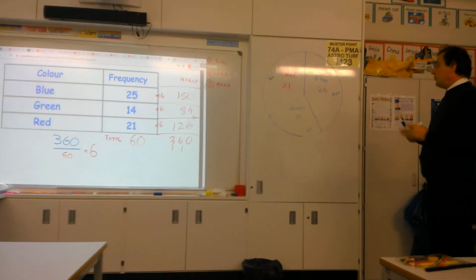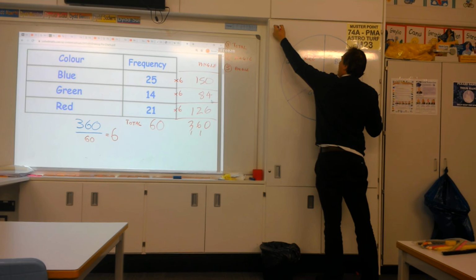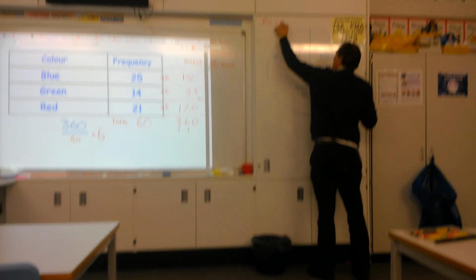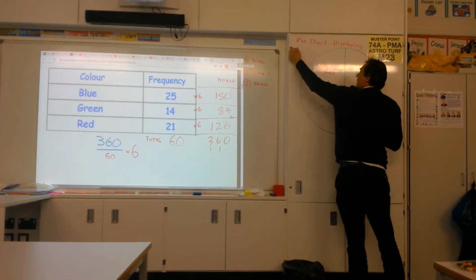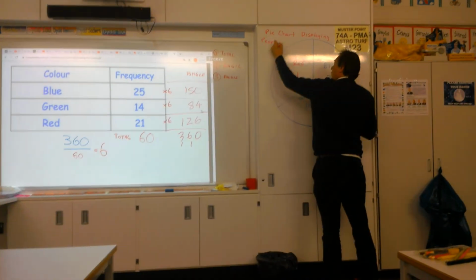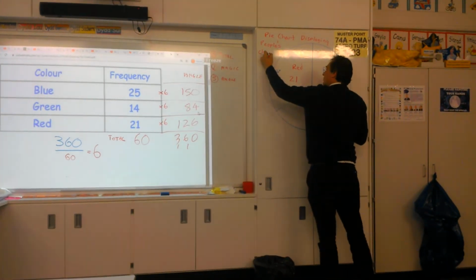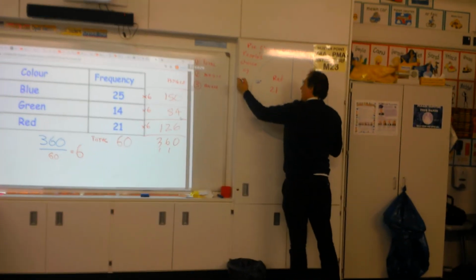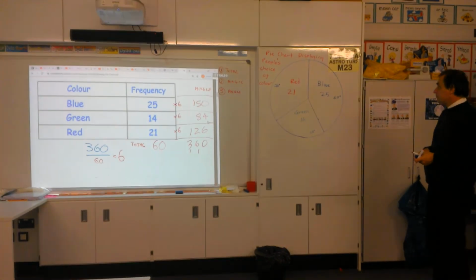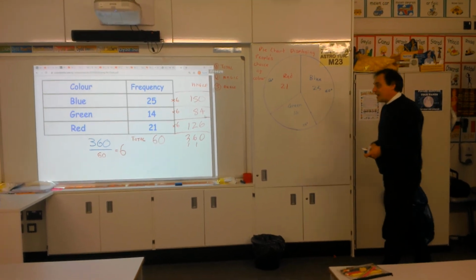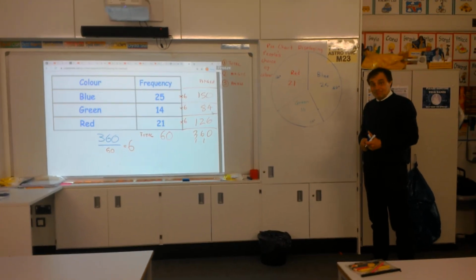The final thing we've got to do is say what our pie chart is all about. So we could say this is a pie chart displaying people's, where do we put the apostrophe? Here, isn't it? People's choice of colour. Indicating whether they chose red, blue or green. And so that is how we calculate the angles and construct a pie chart. Done. There you go.